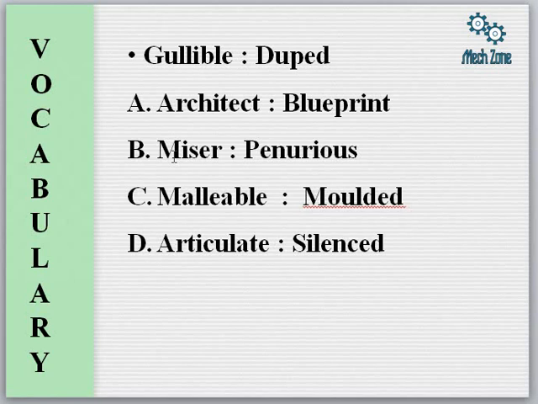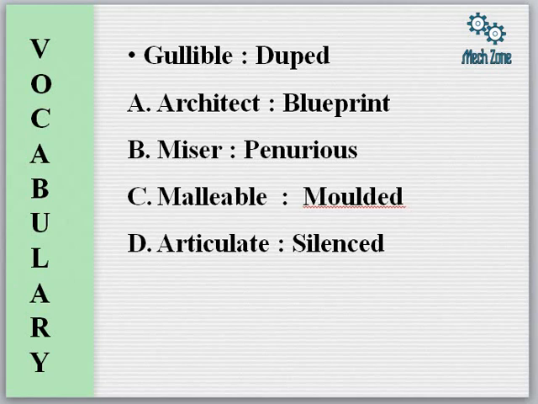Miser is to penurious. Miser means someone who is very stingy, someone who is avaricious or who saves money, or in Hindi you can call it कंजूस. And penurious simply means extremely stingy, you would say मक्खी चूस type, meaning बहुत ही ज़्यादा कंजूस. So miser and penurious are generally synonyms of each other. So B is also ruled out.